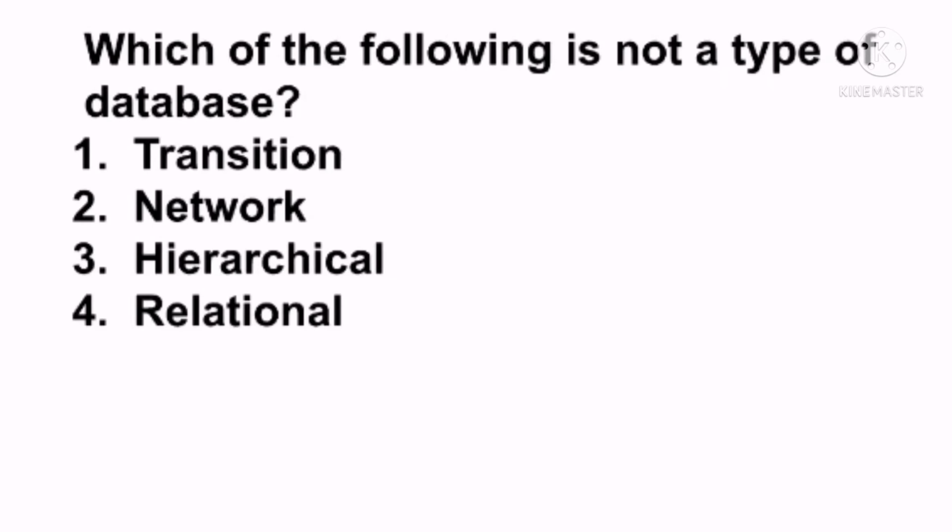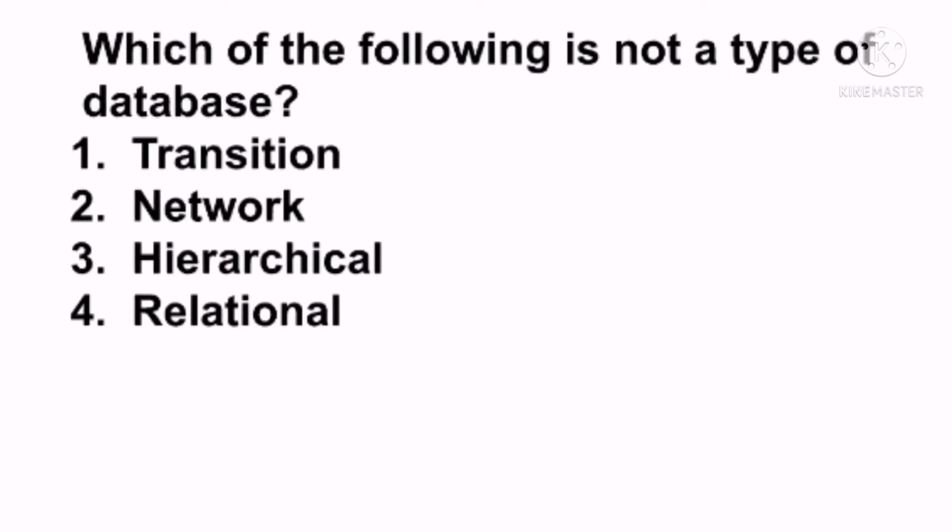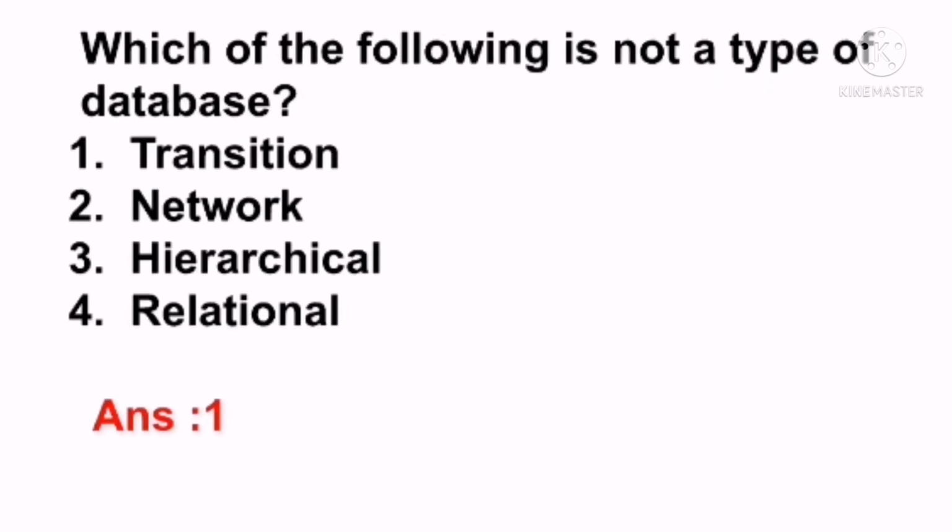Next, which of the following is not a type of database? Your options are first one, transition, second one, network, third one, hierarchical, fourth one, relational. Correct answer is transition. Transition is not a type of database.